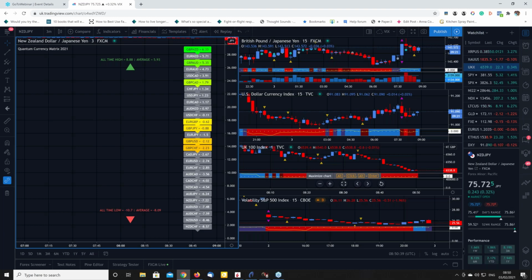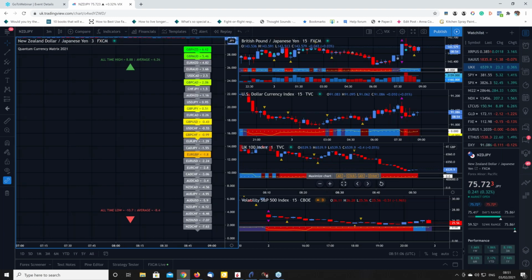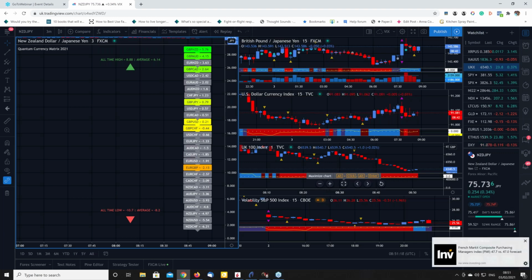We will be adding it through the platforms as we work our way through the year. It's just a nice feature to give you an insight into whether the value that you're seeing in the cell right now is high, is it low, is it average? It's the one thing that was missing from the matrix, I think, which we've now addressed. So you can see right at the top, pound New Zealand is 6.61, the all-time high is 8.88, and the average is 6.29. So it's kind of at the average. Down at the bottom, similar, New Zealand Swiss 6.6, 6.7, the average is -8, and the all-time low is -10.7.